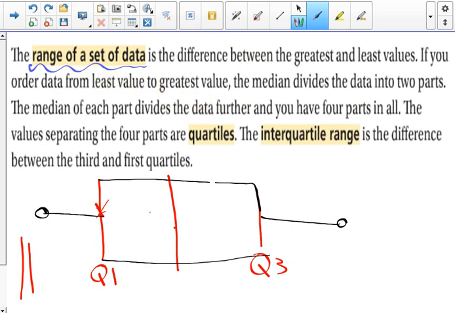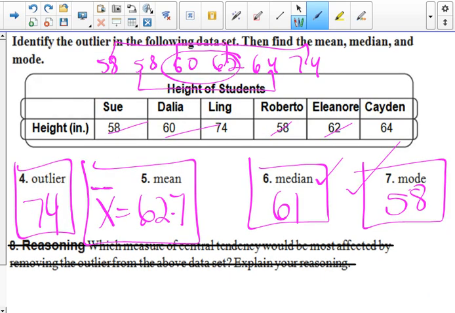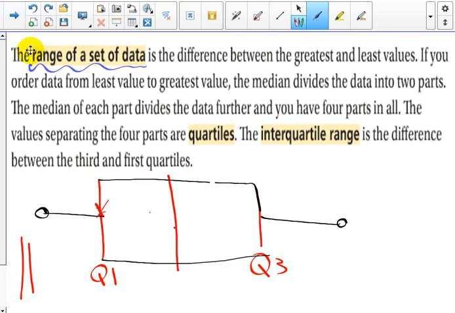So when we talk about a box and whisker plot, we first have to understand what a range is. A range of data is just the difference between your greatest and least values. So in our last set of data, we went from 58 to 74. So we could say the range of this set of data is 74 minus 58, which is 16. So the range for that set of data was 16.